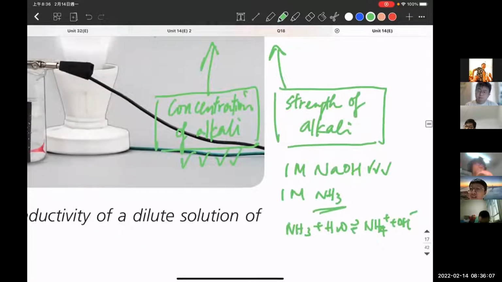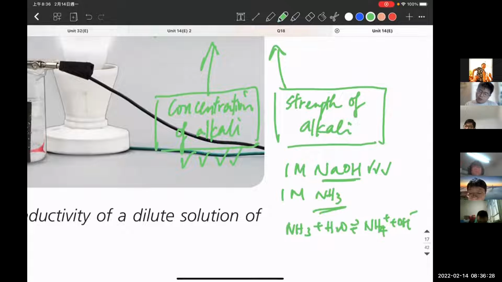There is a hydroxide ion. I get what you mean about the bonding. This one is an ionic bond. Okay, it's an ionic compound.